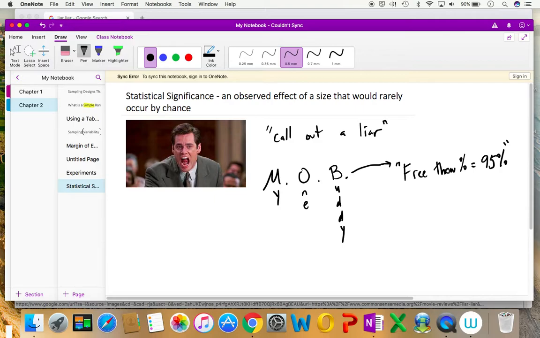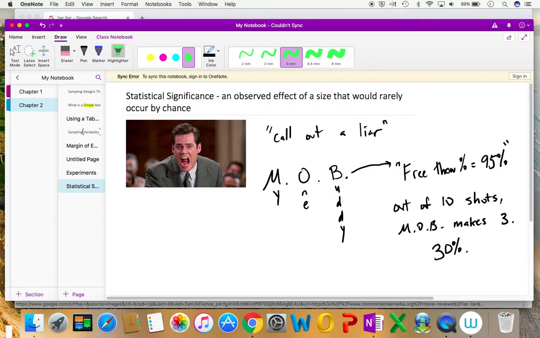I want to do an experiment to see if this is true. So I say, okay, I want you to show me that you can shoot 95%. We go out to the basketball court, give him a basketball, and we give him 10 shots. So our sample size is 10 shots. And out of 10 shots, we'll say MOB makes 3. So that would put his experimental probability, or the outcome of this experiment, at 30% of his shots.